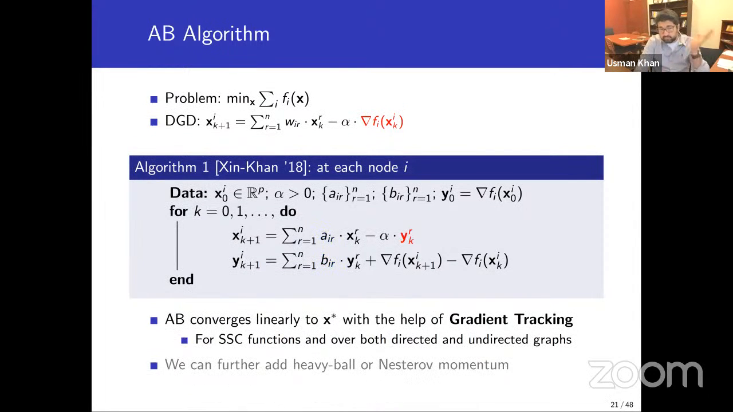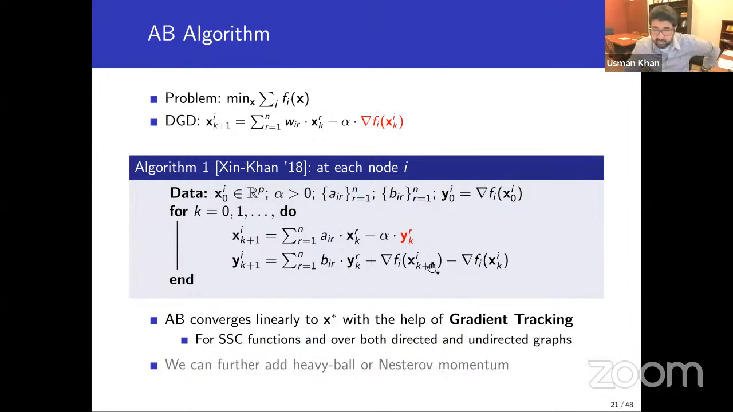So the intuition should be straightforward. I would just like you to remember that instead of taking a step in the direction of the local gradient, we take a step in the direction of a variable yk, which becomes the global gradient as the algorithm progresses. And we can show that AB converges linearly to the global optimum X star by adding this gradient tracking step for smooth and strongly convex functions over both directed and undirected graphs.